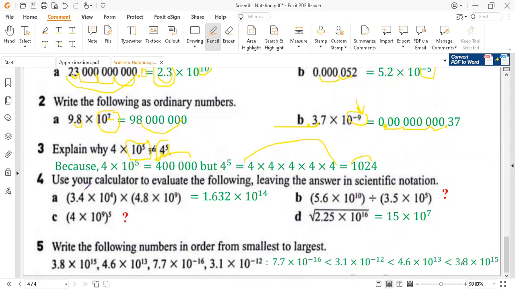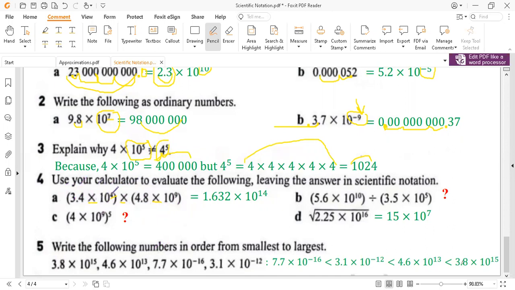Moving on to the next exercise, they ask us to use the calculator. It is easy to use the calculator. You can train yourself how to use the calculator with exponents. We have the appropriate buttons clearly on our calculator. So we put 3.4 times 10 power 4. We don't have any priority here because we have multiplication, multiplication, and multiplication, so we don't have a priority between these operations.